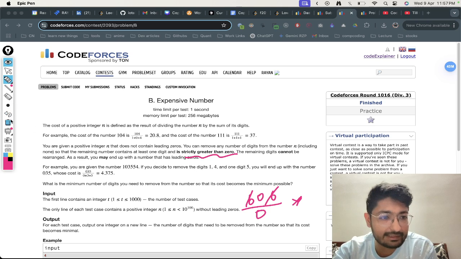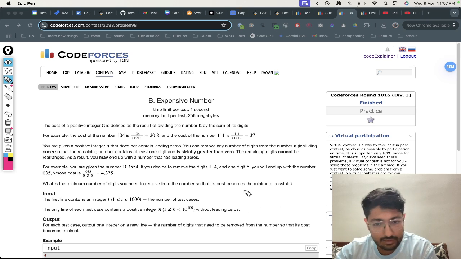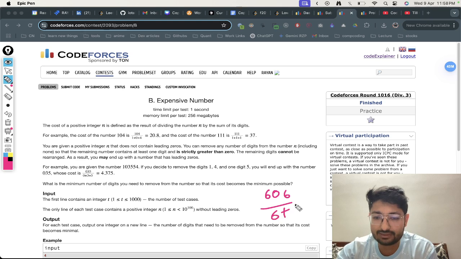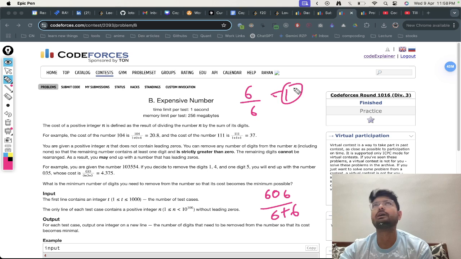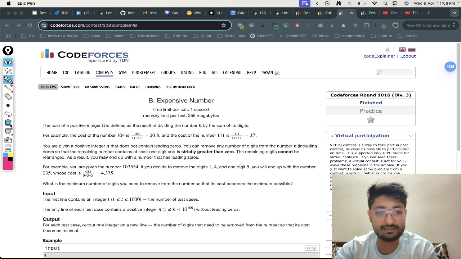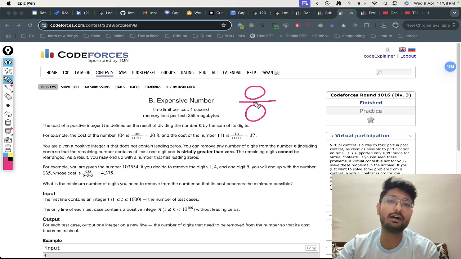Now if it has at least some digit, then let's assume any number I have, let's assume 606 or something like that, divided by 6 plus 6 is some value. But if I somehow make it only 6 divided by 6, I can get equal to 1. Just think of a value in which I can go less than 1. Can there be a case in which I can go less than 1? Less than 1 means that the sum of these digits is larger.